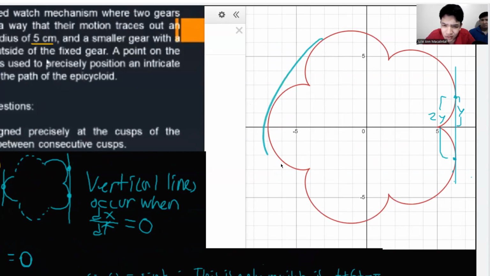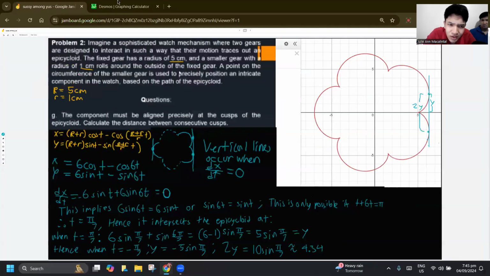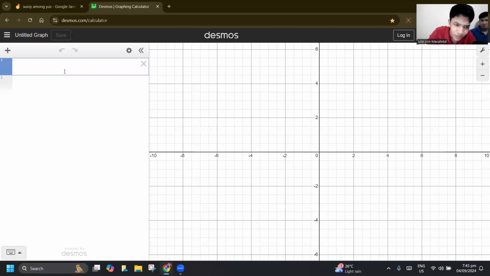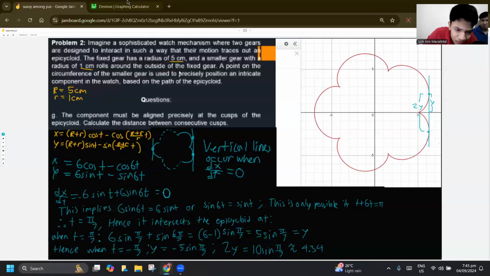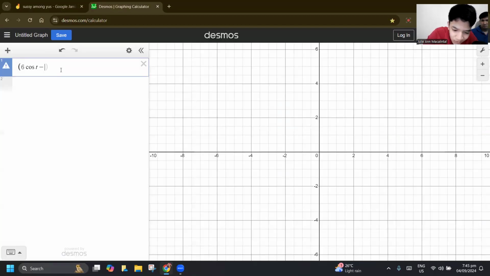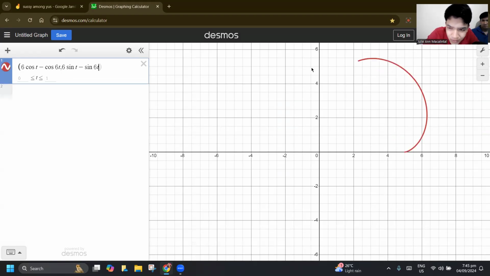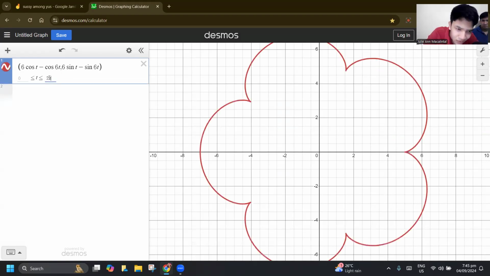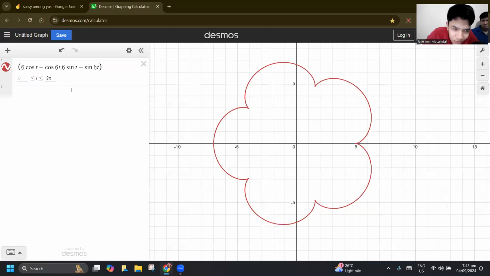So if you draw, wait, I'm just going to open Desmos. If you draw this epicycloid, 6 cos t minus cos 6t, 6 sin t minus sin 6t, that's one period, one cycloid, 0 to 2 pi, and then draw a circle over it, x squared plus y squared equals 49.